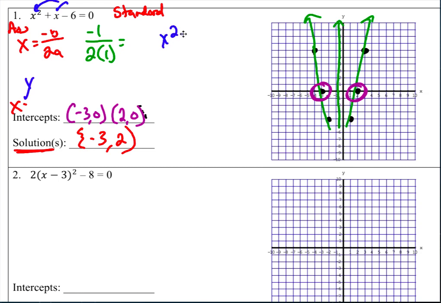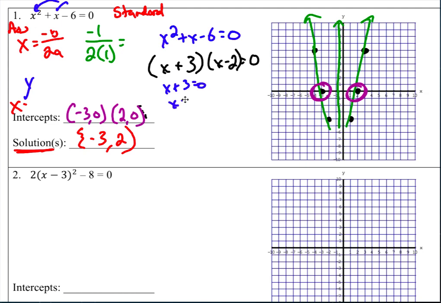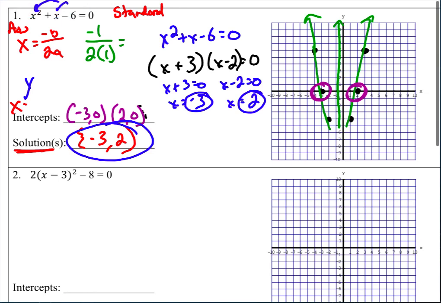So say I had x squared plus x minus 6 equals 0. I could factor it into x plus 3 and x minus 2. I can set each one of those equal to 0. So x plus 3 equals 0, so x is negative 3. x minus 2 is equal to 0, so x is equal to 2. I get the same negative 3 and 2 for my solutions. So I can very easily check to make sure I solved it correctly.